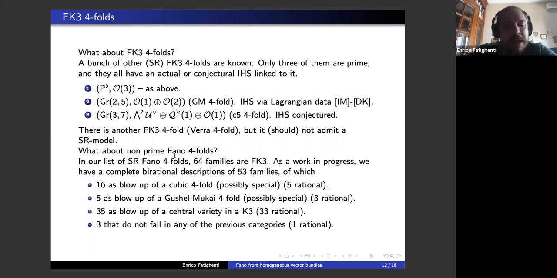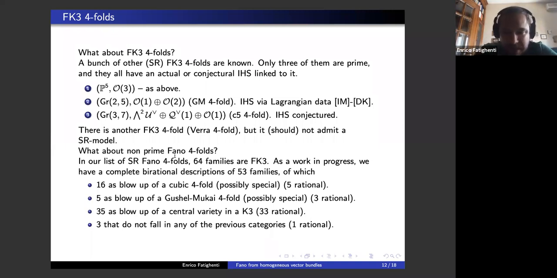35 of them can be realized as blow-up of a central variety, but what I should really say is a variety with Hodge level less than or equal to 1, in a K3 surface. And out of that, 33 we know to be rational. And finally, we do have 3 of them that do not fall in any of the previous categories, but in some sense we can still relate them to either K3 surfaces or cubic fourfolds.